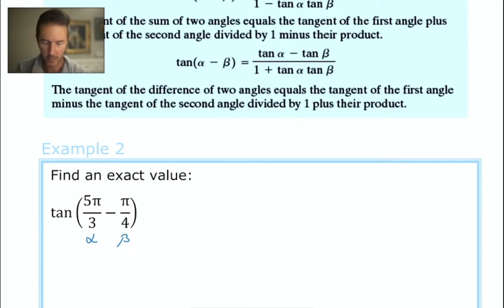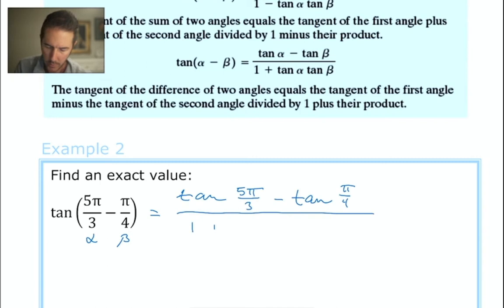We can leave the alpha and beta there. Okay, so this is equal to the tangent of our alpha value, which is 5 pi over 3, minus, I don't like the way I wrote that. It was too high. 5 pi over 3 minus the tangent of our beta value, which is pi over 4, all divided by 1 plus, and again, the tangent of 5 pi over 3, this time times the tangent of pi over 4.